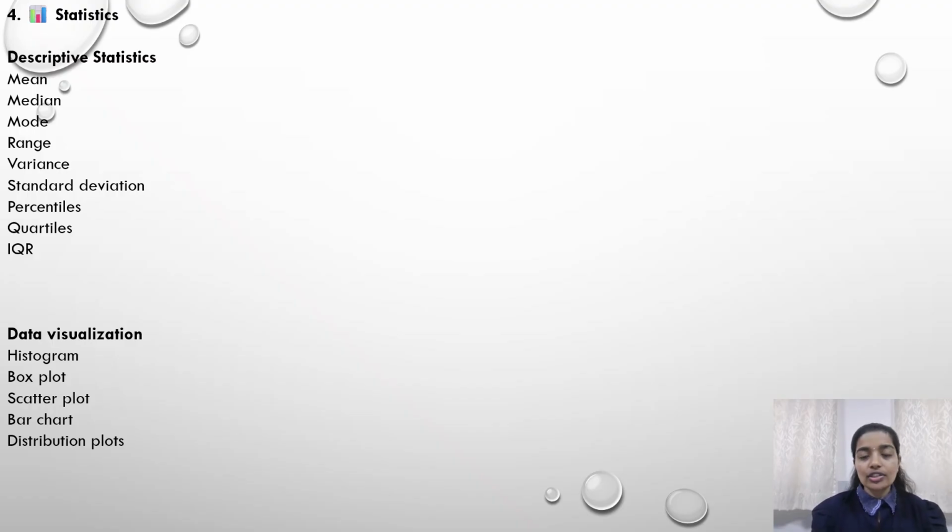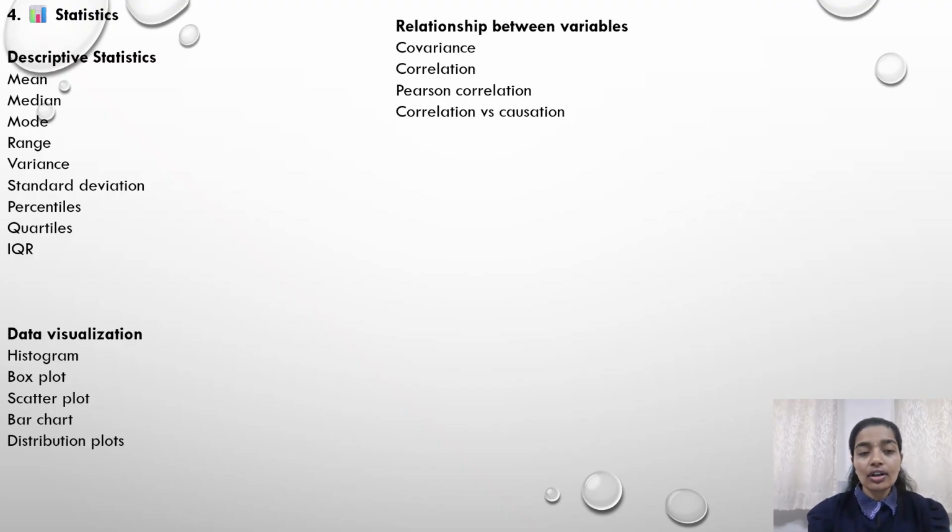Then data visualization. What happens in machine learning is that we have a huge amount of data, millions of data points, a tremendous amount of data. Visualization helps to actually understand it. Whenever we see something visually, it is better for our understanding. That is why visualization is also an important concept. We should try to learn it.